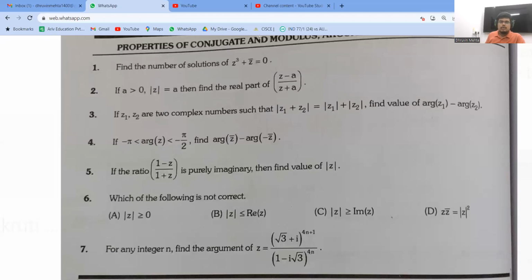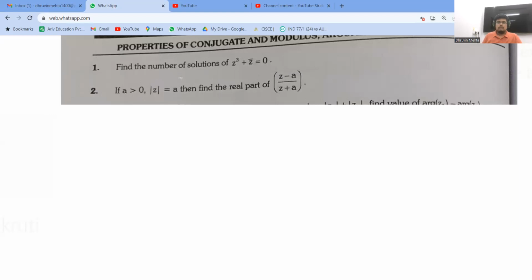Let's move on, next is Arush question 2. If a is positive and mod of z is a, find the real part of z minus a upon z plus a. See, mod z is a and we don't know anything about z, so let us assume z as x plus iy.